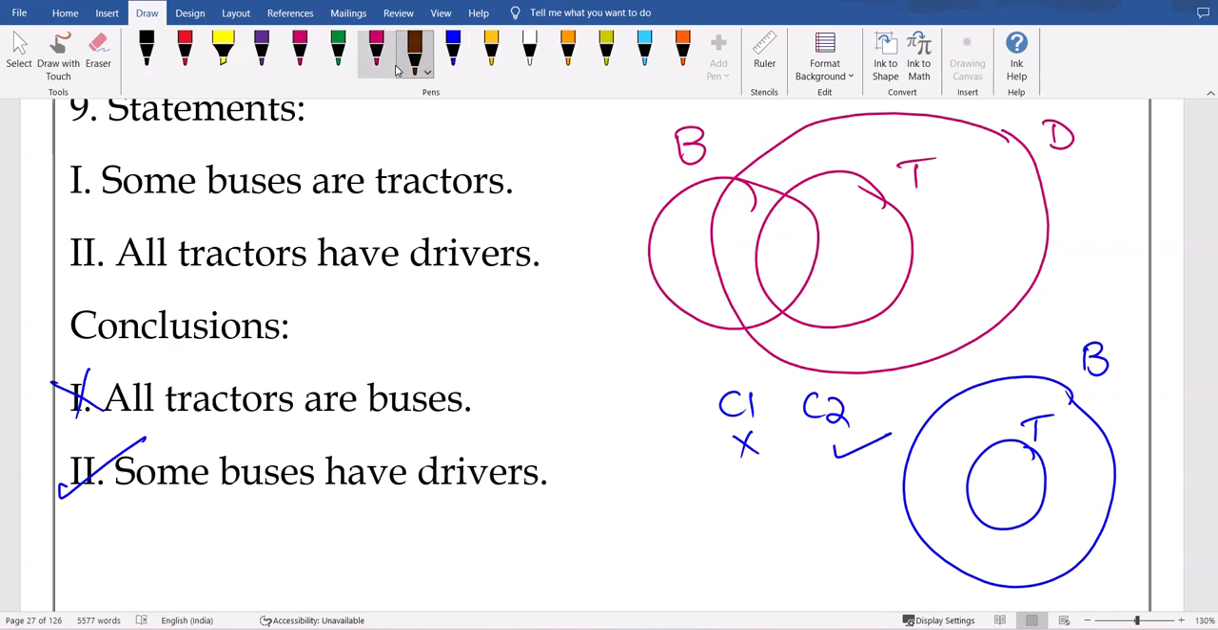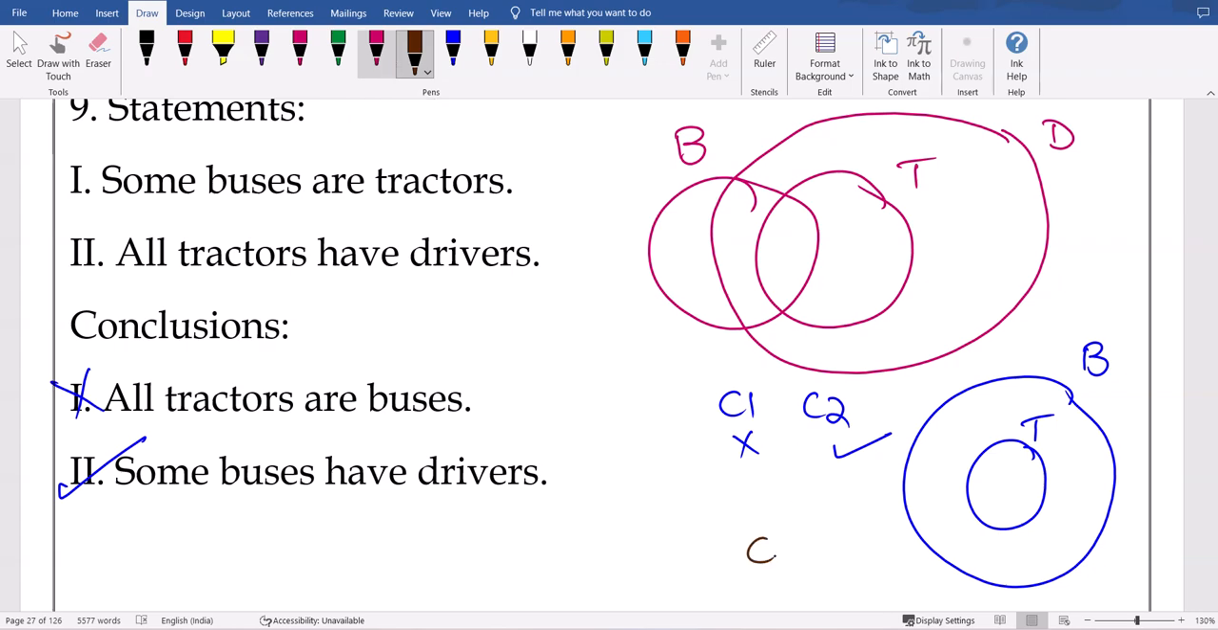So why are you giving this second diagram habit? They use the word possibility in some questions. Suppose my conclusion one, all tractors are buses, is a possibility, then the first one is the correct answer. When it is a possibility, satisfying one diagram is also a correct conclusion. That is why I am giving you the habit of drawing multiple diagrams, because there may be a situation where they use the word possibility. When they use the word possibility, satisfying one diagram is also okay. That is how the level of questions has been upgraded. When you want to go for a high package, they are upgrading those types of questions.